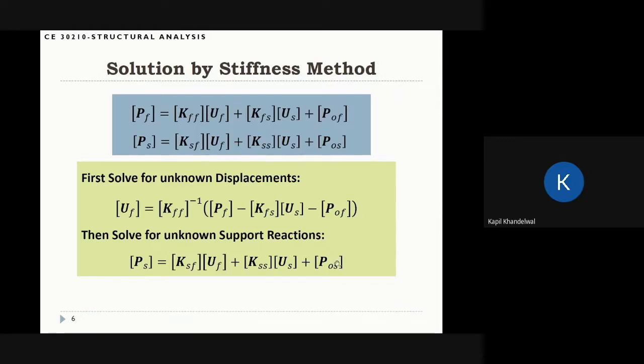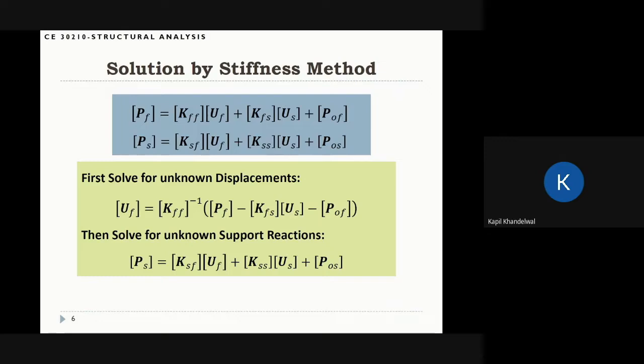For example, sometimes US is 0. So if US is 0, it means that all the supported displacements are at 0. Then you don't need KFS and you don't need KSS because this gets multiplied by 0. Okay, so this is an important observation.